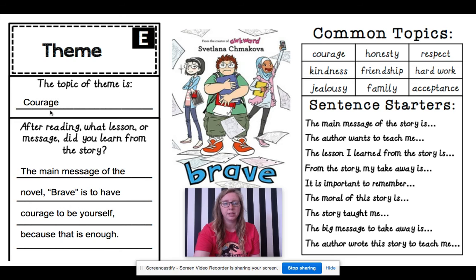My topic of the theme isn't just my theme. I don't say the theme of Brave is courage. I have to explain why, okay? So I use: the main message of the novel Brave is to have courage to be yourself, because that is enough. So see how it's different from just the topic? I narrowed down my focus. So my topic of my theme helps me narrow down, okay, I'm going to talk about courage.